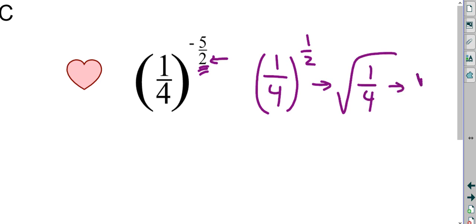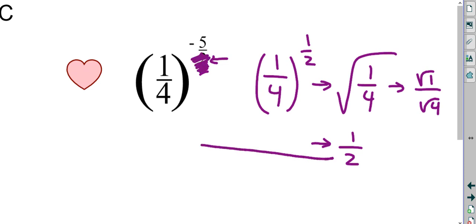That's the same thing as saying square root of 1 over square root of 4. I'm really breaking this down. If you don't need to break it down this much, you could do it faster, go for it. Square root of 1 is 1, square root of 4 is 2. All right, we did this. We're done with that part. We got a 1/2. So now we're going to take that 1/2, and we've got the -5, okay?